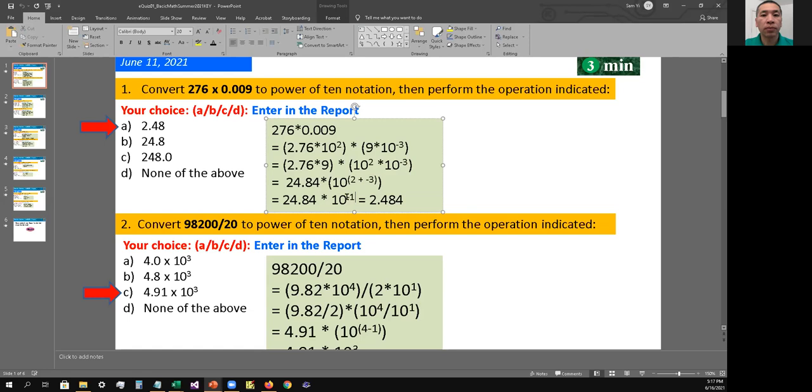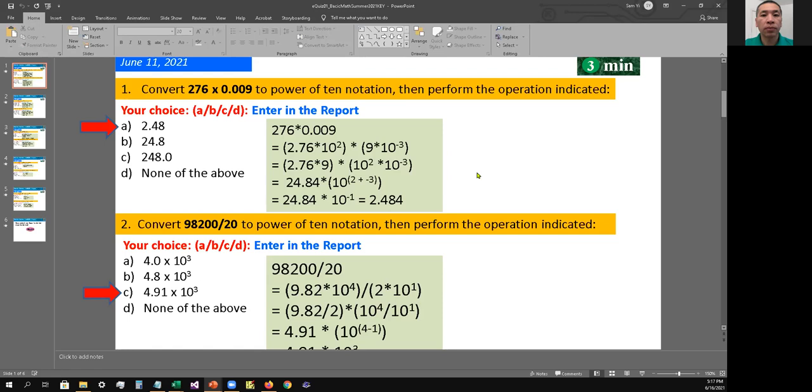Negative 1 means to move the decimal point one place to the left. So your answer comes to 2.484. Okay, so the answer is A, as in apple, for number one.